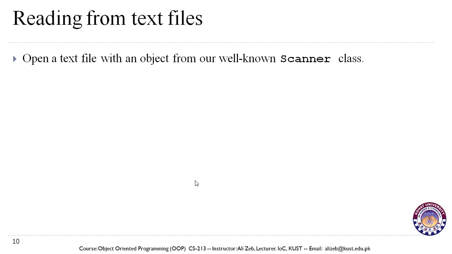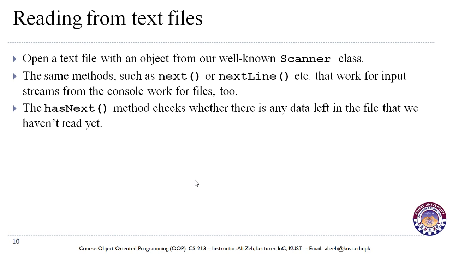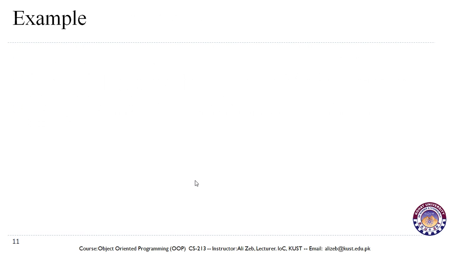Reading from text files: open a text file with an object from our well-known Scanner class. The same methods such as next or nextLine that work for input streams from the console work for files too. So we have used these methods, for example the next method or the nextLine method, to take input from the user on a console-based interface. The same can be used to read text from text files. The hasNext method checks whether there is any data left in the file that we haven't read yet.